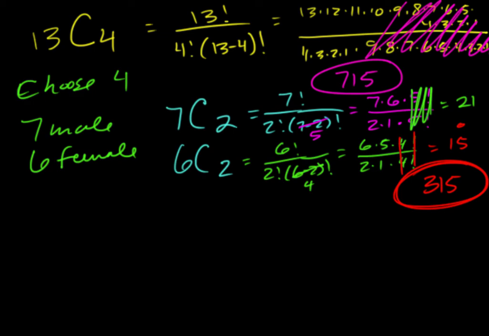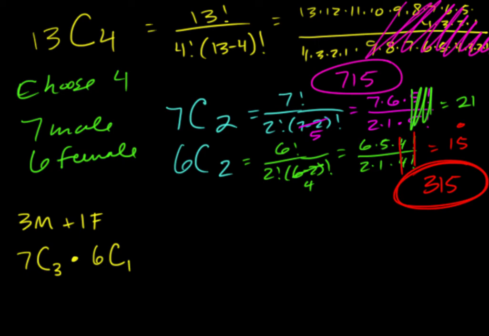So let me write that out. If we have 3 males plus 1 female, we would do 7C3 times 6C1, because we would be choosing 3 males and 1 female.